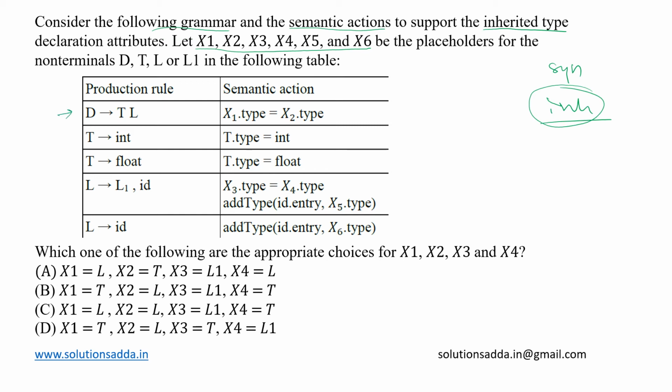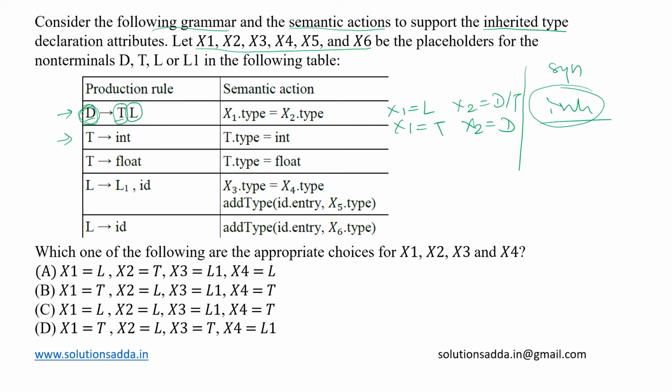In this particular production, D derives TL, x1.type equal to x2.type. So over here we can determine the value of this L using its parent or its left sibling. So the value of x1 can be L, and the value of x2 can either be D or T. Or another option we have is we can determine the value of T using the value of D. So we can also have x1 equal to T and x2 equal to D. That is also a possibility, with T inheriting the value from its parent D. So both of these are possible cases.